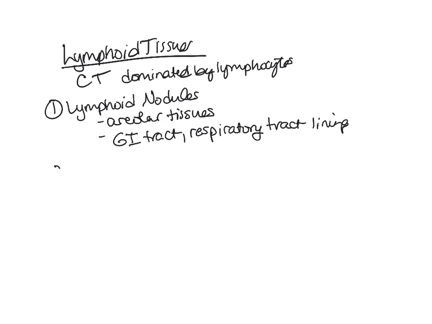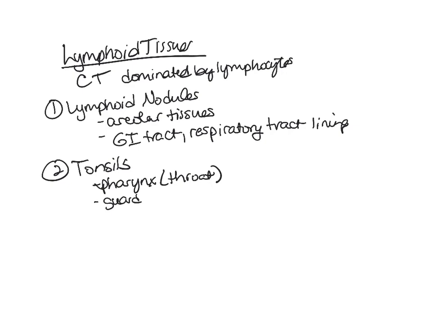Another type of lymphoid tissue are the tonsils. And the tonsils are nodules in the walls of the pharynx. So the pharynx, remember, that's your throat. And they guard the entrance to the digestive and the respiratory tract.